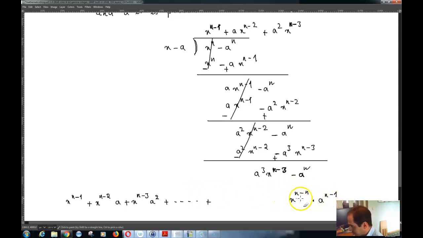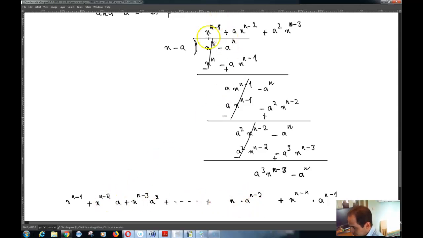So the term that comes before this would therefore be x raised to the power n minus 1, this is x raised to the power 0, so this would be x raised to the power 1, and a raised to the power n minus 2. A raised to the power n minus 2.